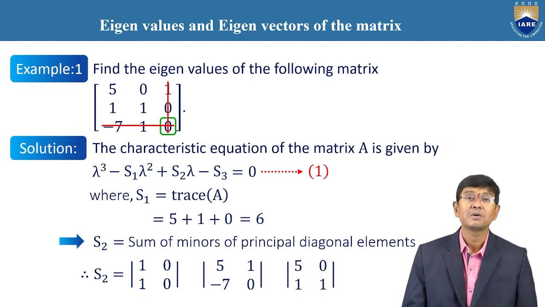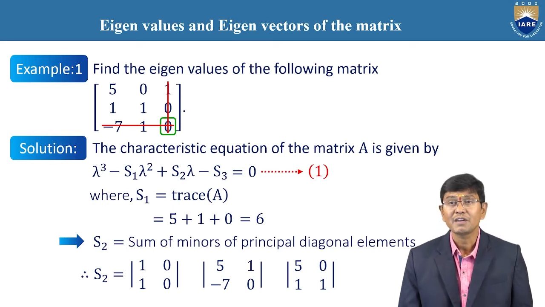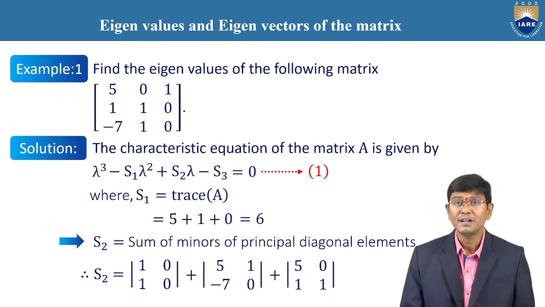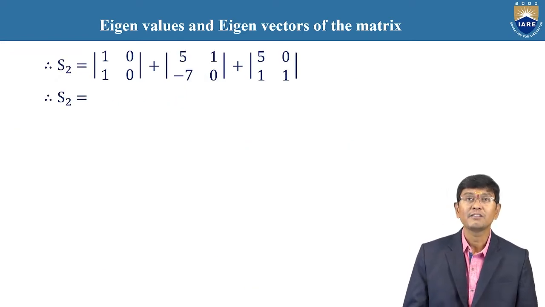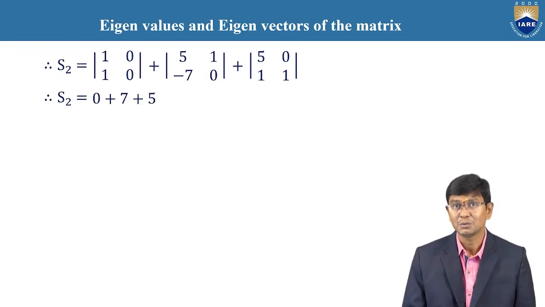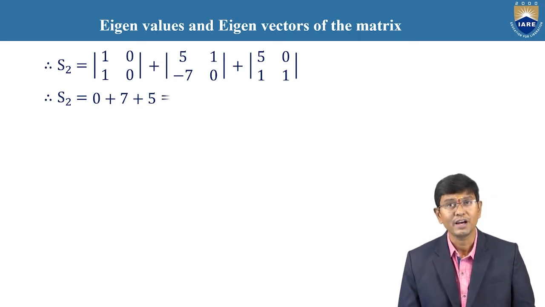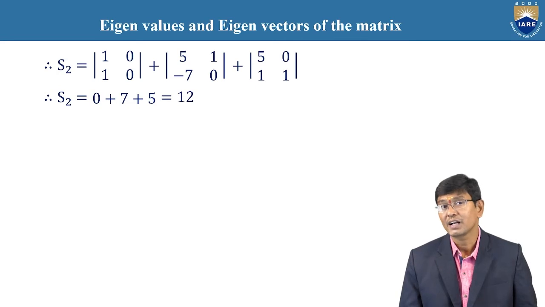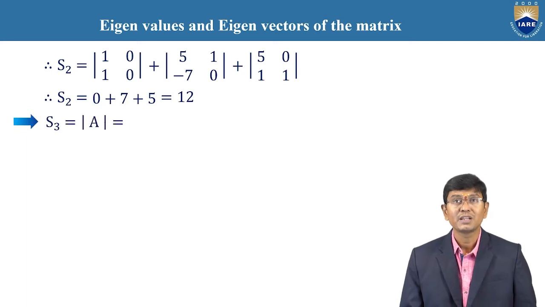Therefore, we need to find each 2 by 2 determinant individually, and after finding the 2 by 2 determinants, we need to add them. These are the 3 determinant values. The first one is 0, the second one is clearly 7, and the third one is clearly 5. Therefore, the sum of the cofactor diagonal elements is 0 plus 7 plus 5, which is 12. Therefore S2 is equal to 12.